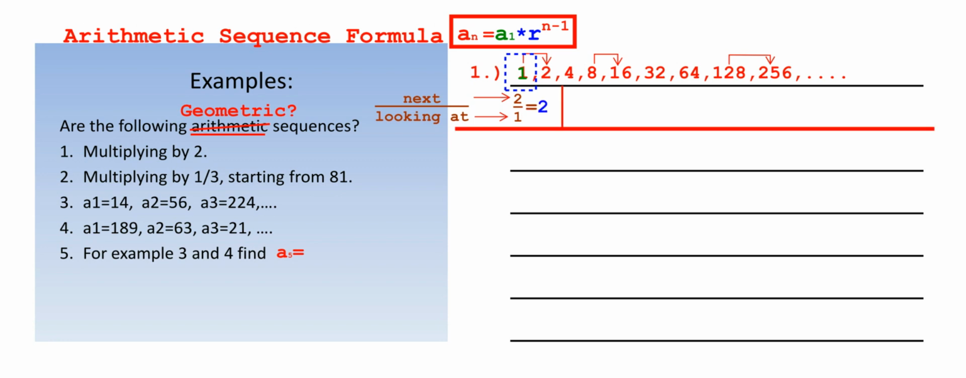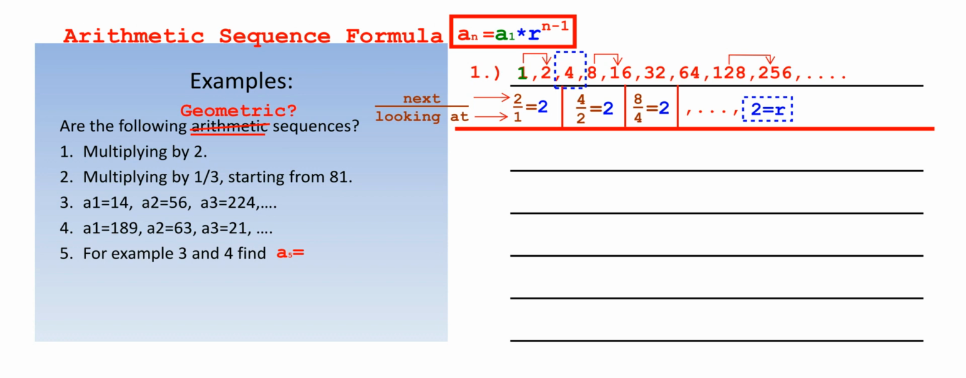Let's repeat this again, but let's try a different value. Looking at the 2 now, we're going to use the 4. 4 divided by 2 gives us 2. Let's go for the next case. Looking at the 4, we're going to use the 8. 8 divided by 4 gives us 2 again. Agreed? We can try several different cases if we choose to, or we can say, there it is, we found it. The common ratio is 2. Agreed?